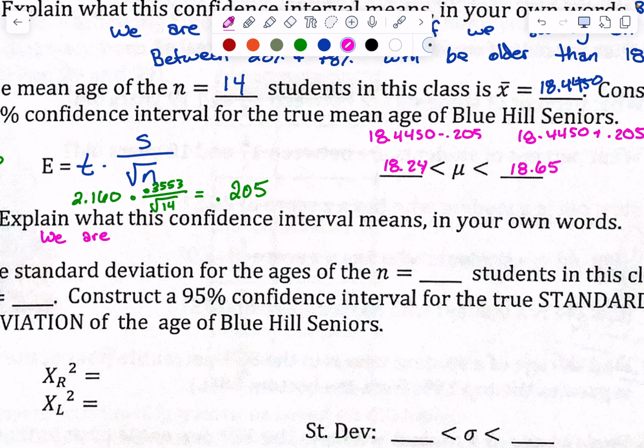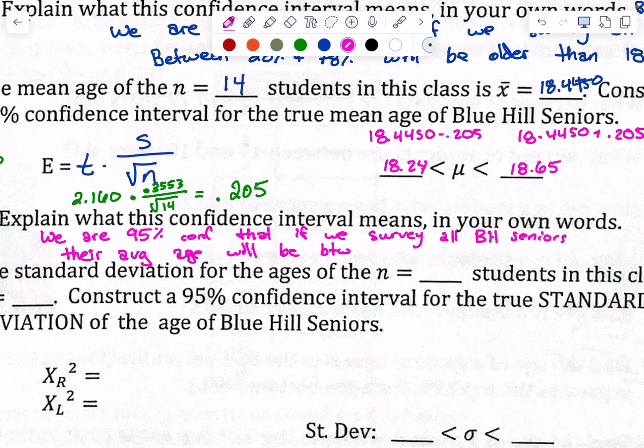We are 95% confident that if we survey all BH seniors, their average age will be between 18.24 and 18.65.